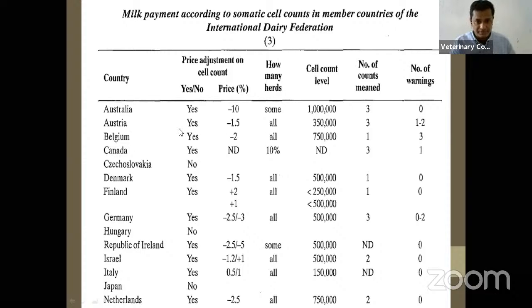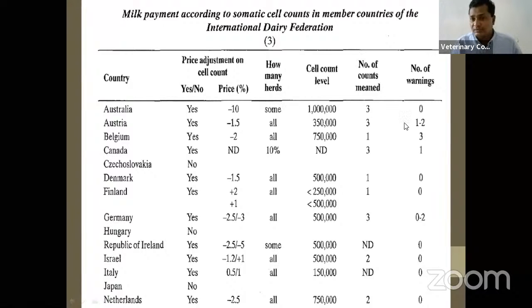In Austria, you see, they have a still better system. It is not 10 lakh, it is 3.5 lakh. Cells are counted. How to count the cells, I will teach you in detail in the laboratory at that point of time. You just take the cell count, 3.5 lakh cells per ml of milk. If all the supplies are less than 3.5 lakh per ml, well and good, you will get full payment.